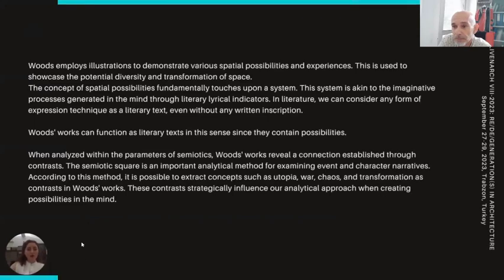Importantly, Woods' works can function as literary texts in this sense, since they contain possibilities. When analyzed within the parameters of semiotics, Woods' works reveal a connection established through contrasts. Semiotics is an important analytical method for examining event and character narratives. According to this method, it is possible to extract concepts such as utopia, war, chaos, and transformation as contrasts in Woods' works. These contrasts strategically influence our analytical approach when creating possibilities in the mind.